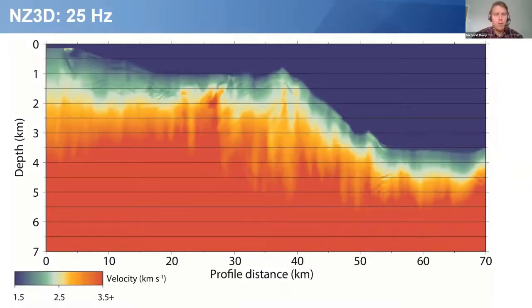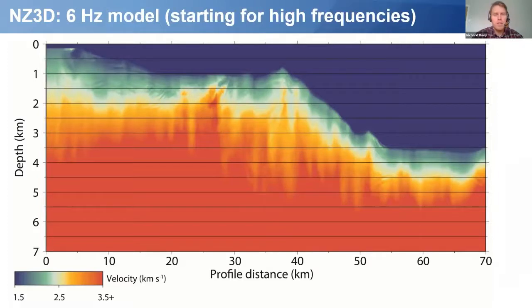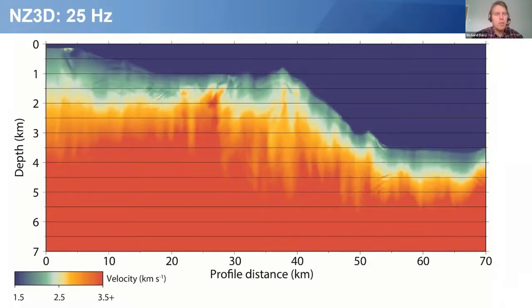So this is what 25 hertz looks like. And so obviously there's a very clear sharpening of the image at 25 hertz, but maybe it's still quite subtle. We're not really learning much more from this inversion. And then up to 45 hertz, again, the improvement is much more subtle as well. But we have a nice high resolution velocity model. Well, we can actually start to image this in a much more intuitive way.